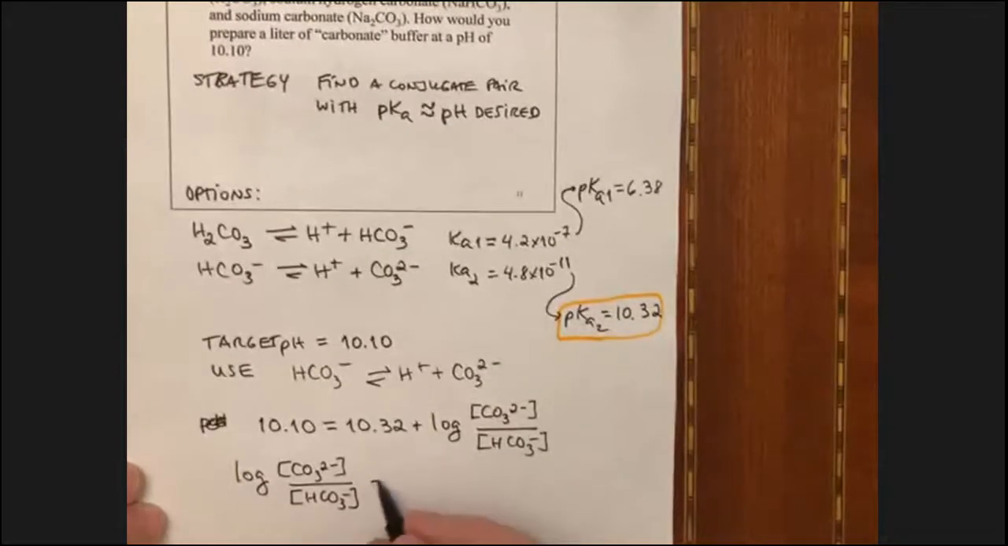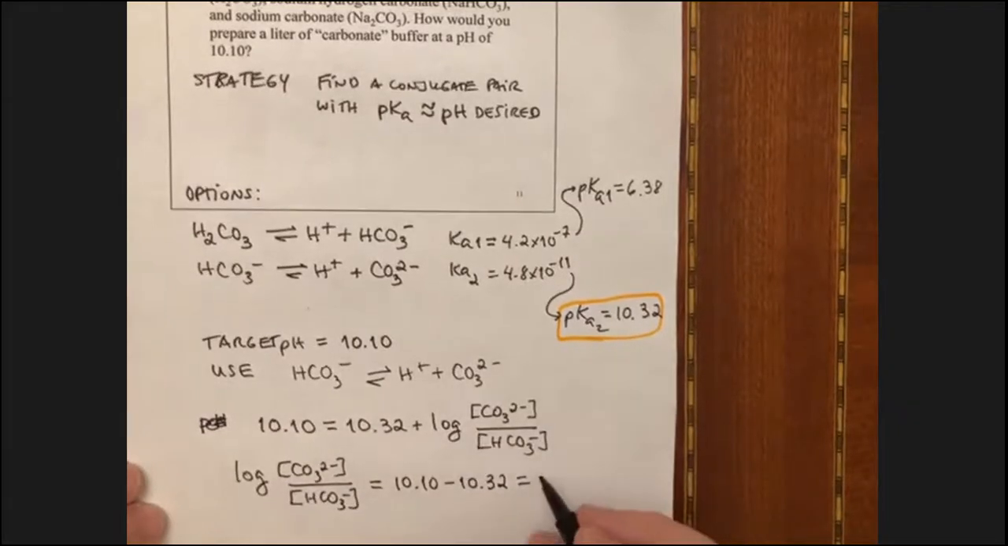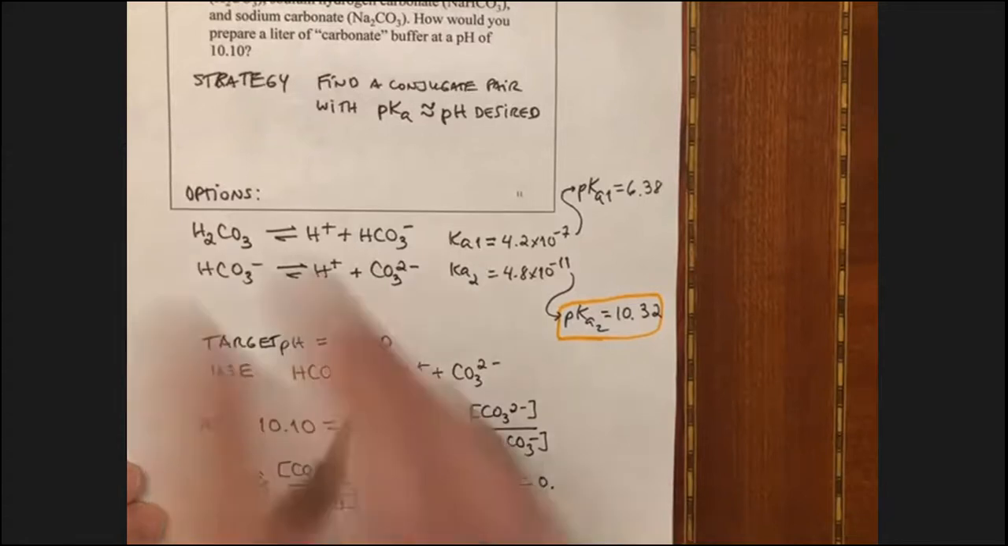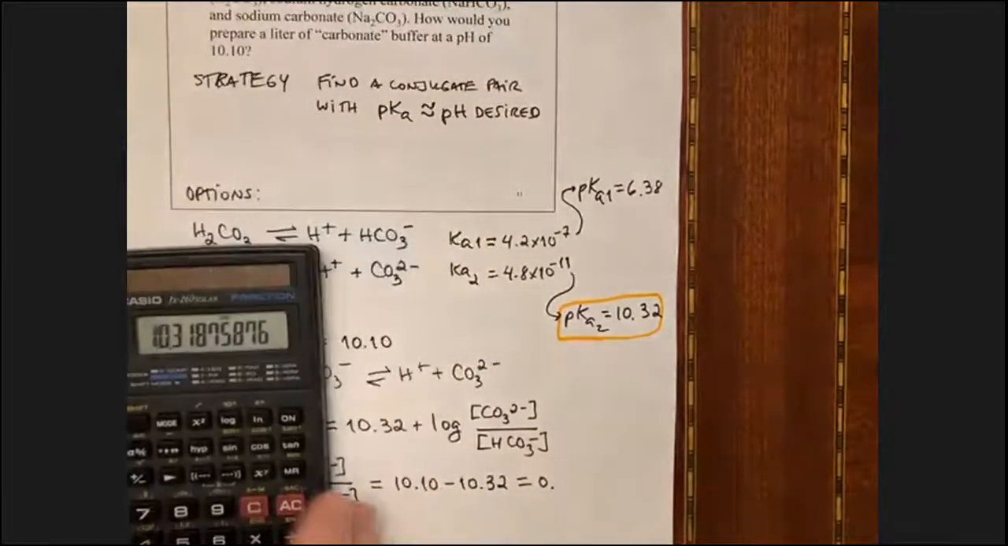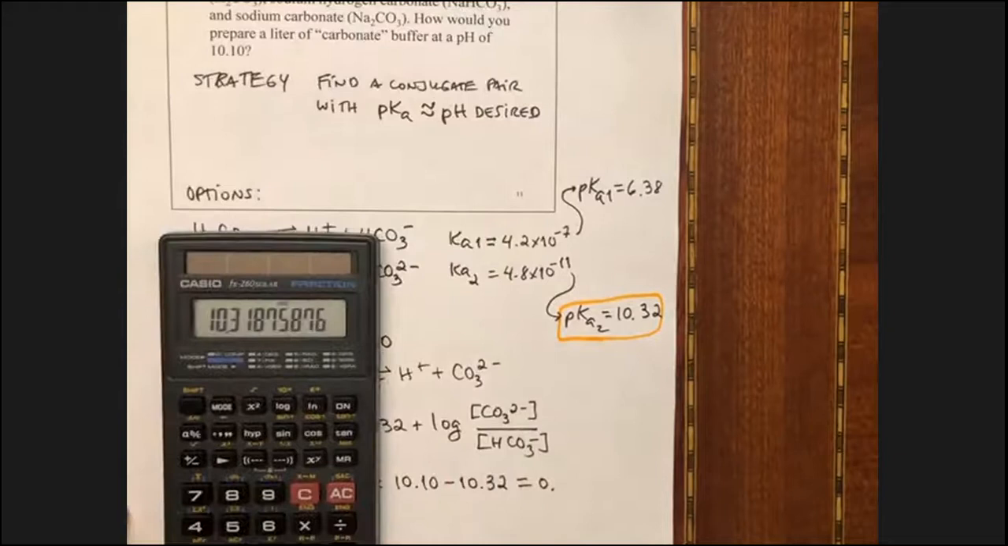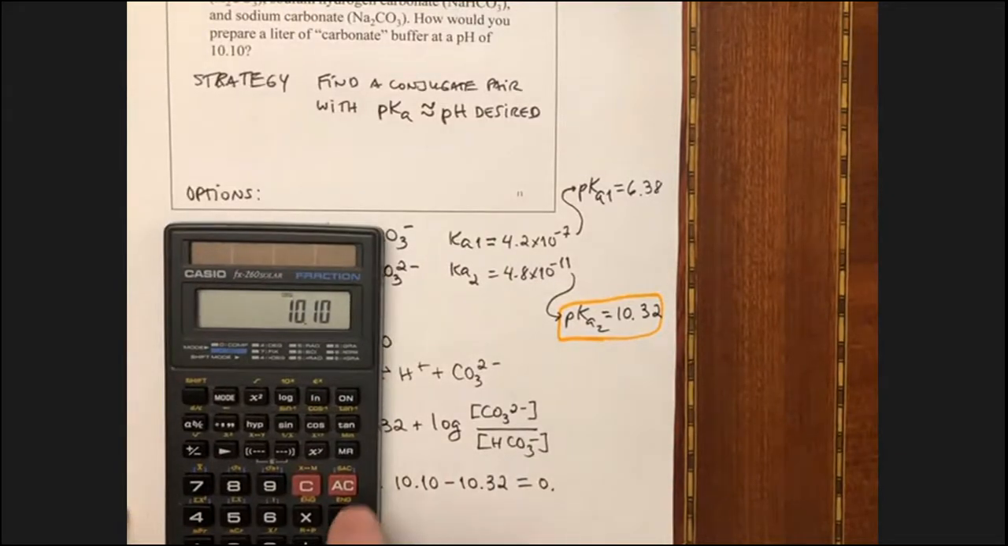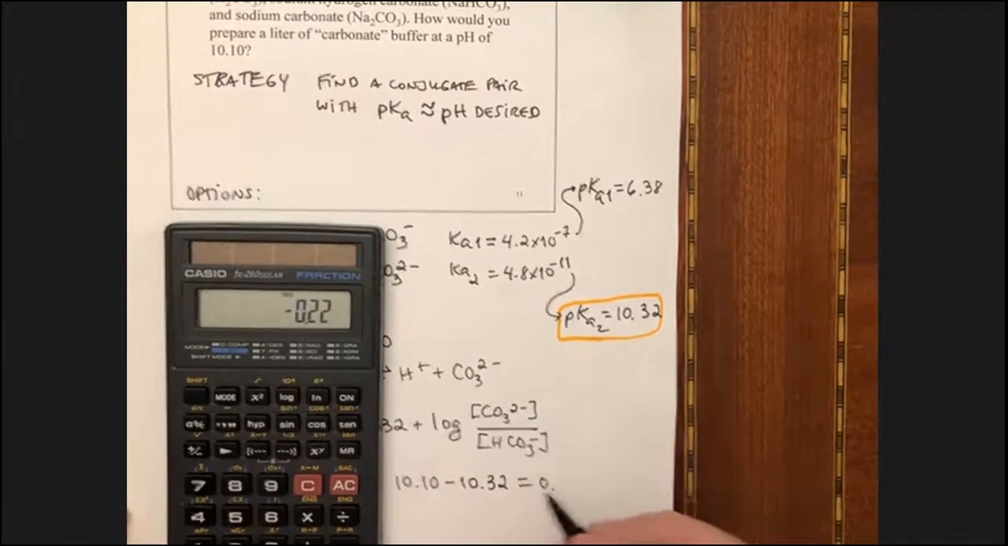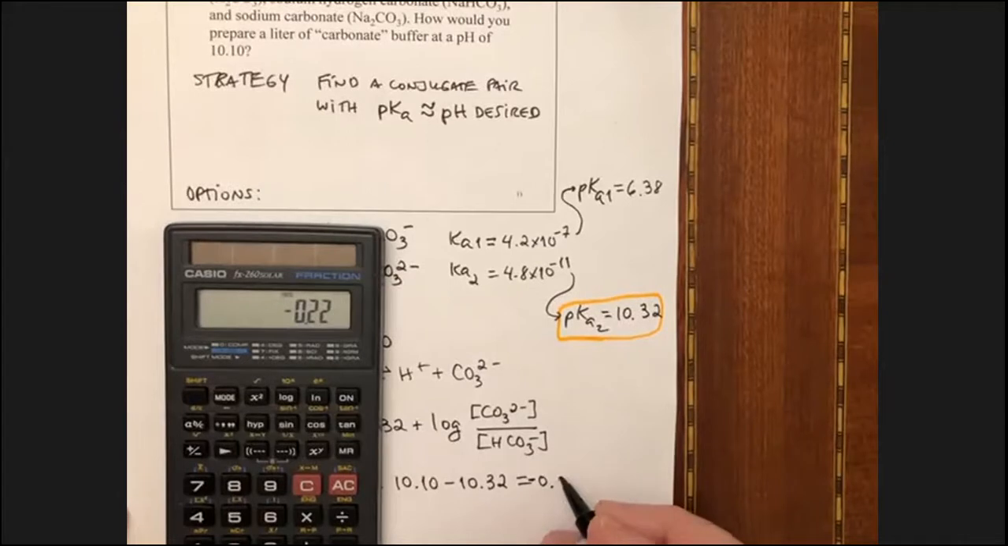And that would be 10.10 minus 10.32, which equals 0. Oops, sorry, it's going to be a negative, right? So 10.10 minus 10.32 equals negative 0.22, right?